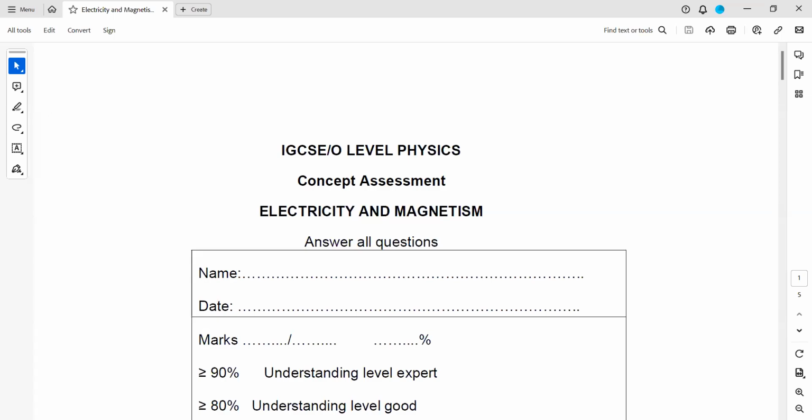So this was a pop quiz which was related to exercise, electricity, and magnetism. The pop quiz one related to electricity and magnetism.